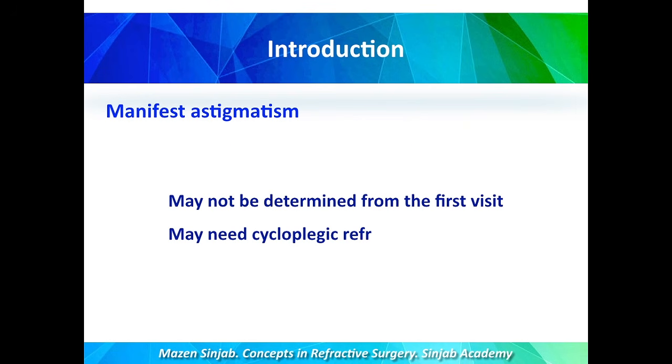In addition, the manifest astigmatism may not be determined from the first visit and may need cycloplegic refraction, and then may need a gradual approach in order to reach the best and optimal amount of manifest astigmatism that should be treated.